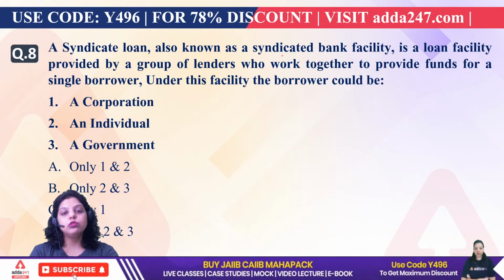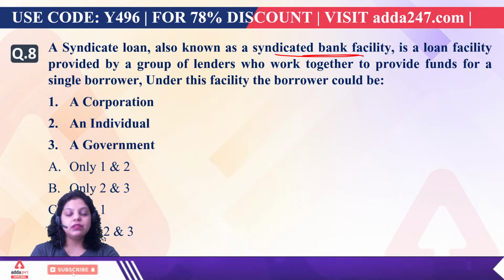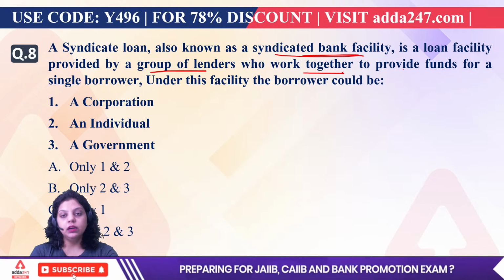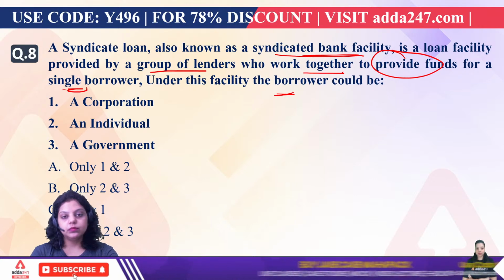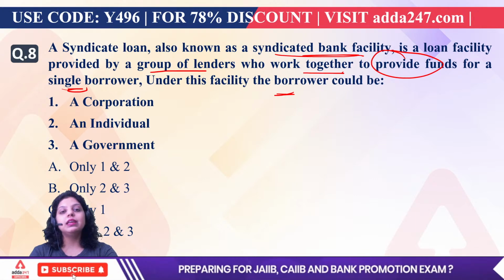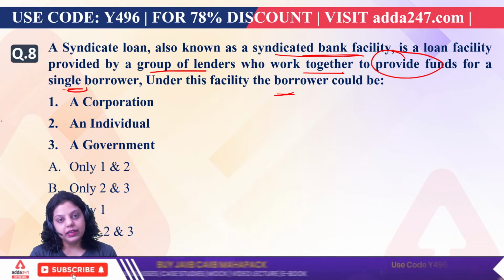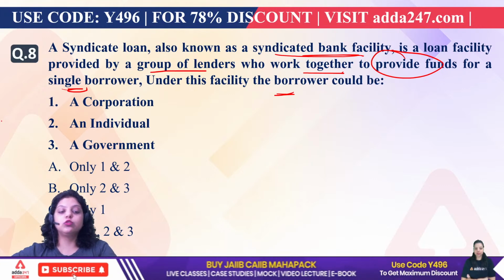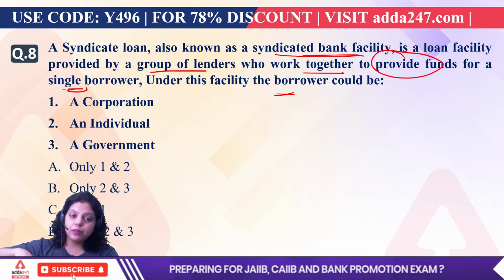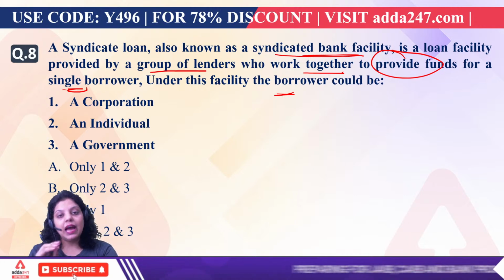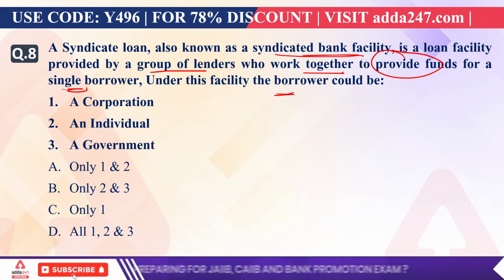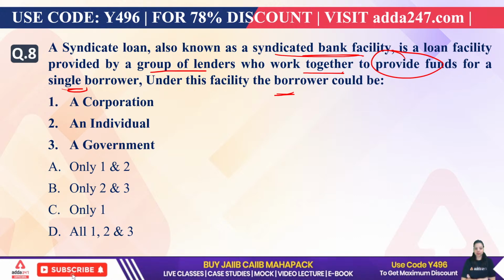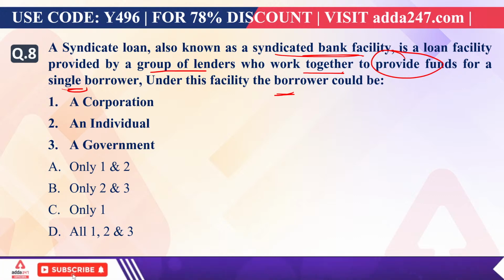A syndicate loan, also known as a syndicated bank facility, is a loan facility provided by a group of lenders who work together to provide funds for a single borrower. So simply, a syndicate loan is a facility of providing a loan by a group of lenders to a single borrower. When a group of lenders, a group of banks, provide a loan to a single borrower, that is known as a syndicate loan. Okay, and this syndicate loan will be provided to which of the following? A corporation, an individual, a government. Which of the following will be the right answer?